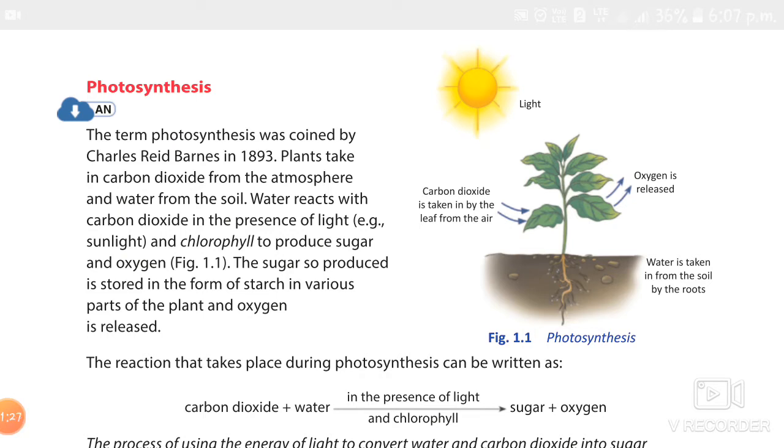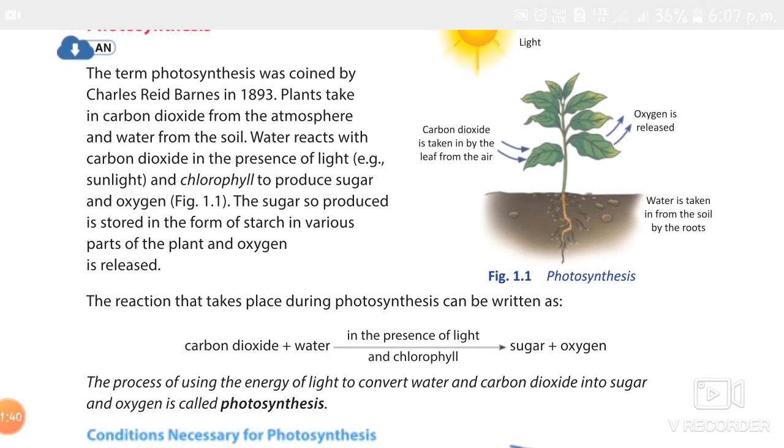So, what is photosynthesis? The process of using the energy of light to convert water and carbon dioxide into sugar is called photosynthesis. Read once again: the process of using the energy of light to convert water and carbon dioxide into sugar is called photosynthesis.